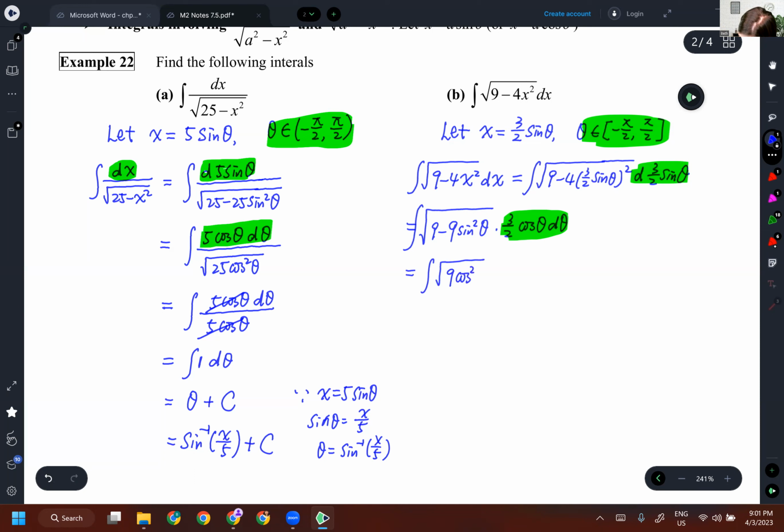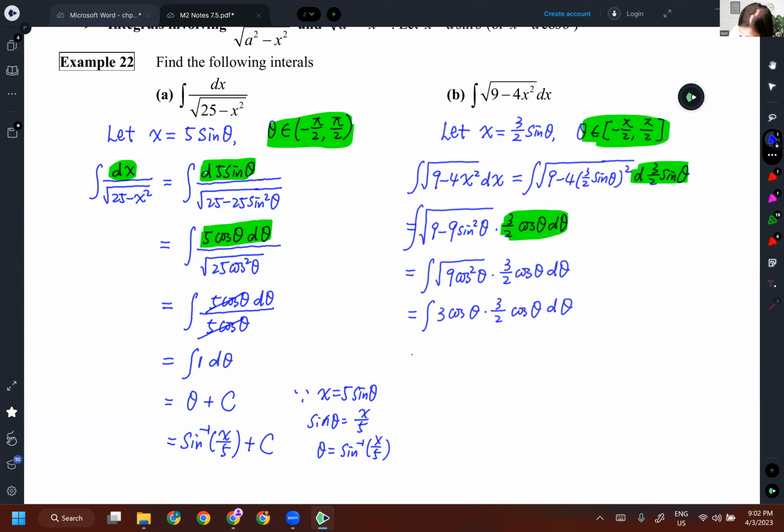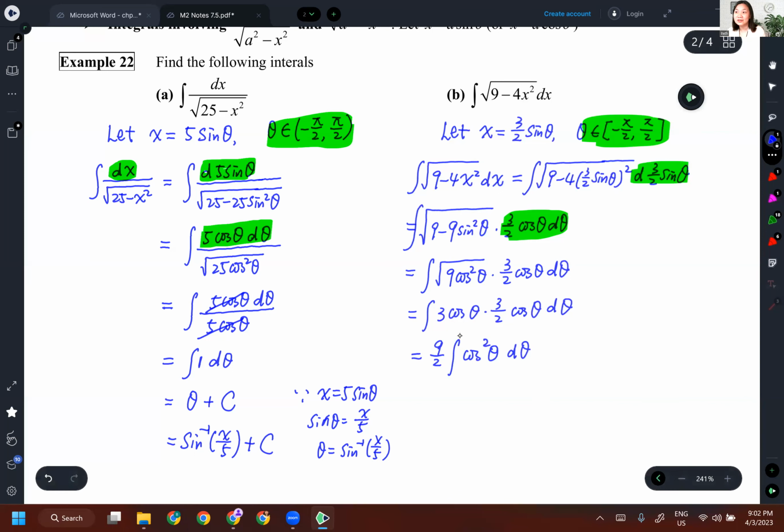This is 9 cosine square, 3 over 2 cosine theta d theta. And then again, this magically works out because in quadrant 1 or 4, this takes the positive root. 3 cosine theta, 3 over 2 cosine theta, d theta. And then I will have 9 over 2 cosine theta square, d theta. But this is not as simple as the previous question. Here it's far away from the answer.